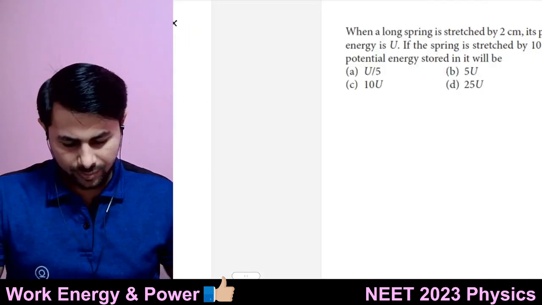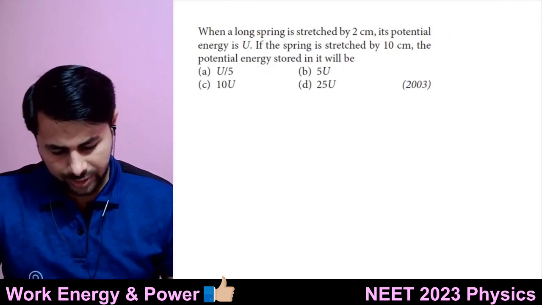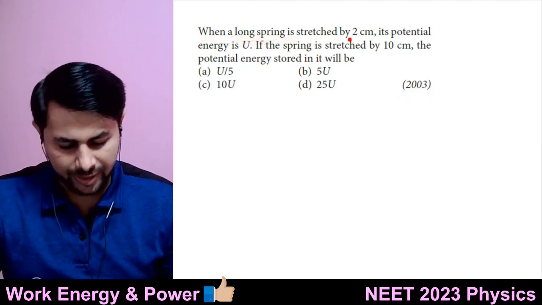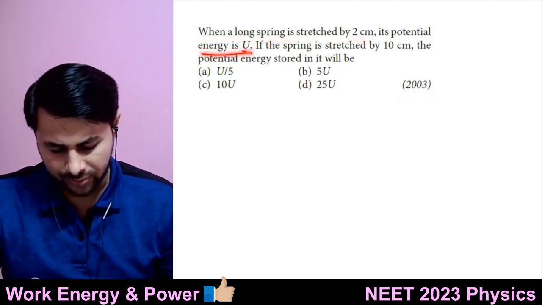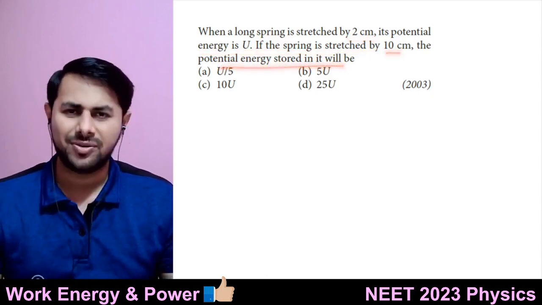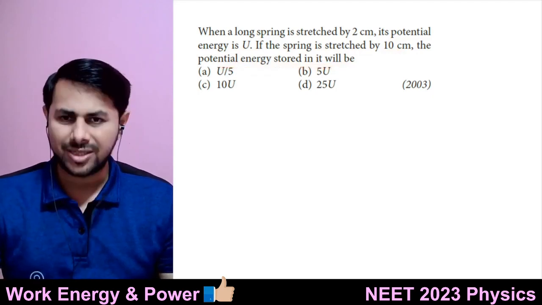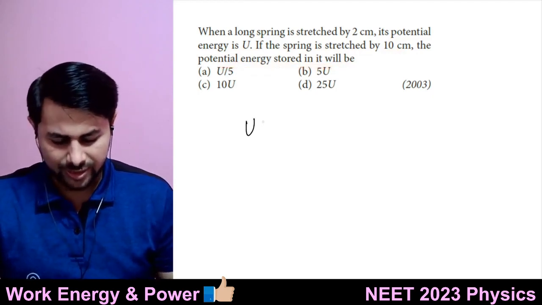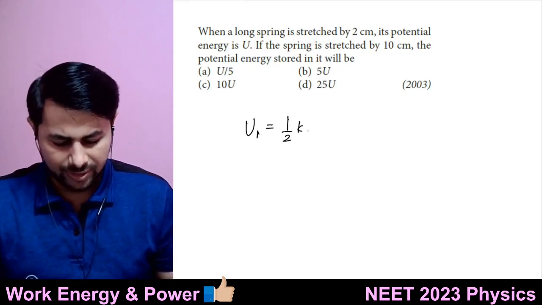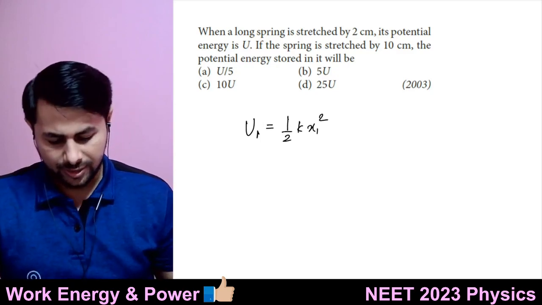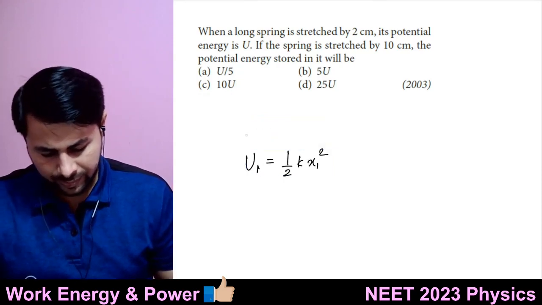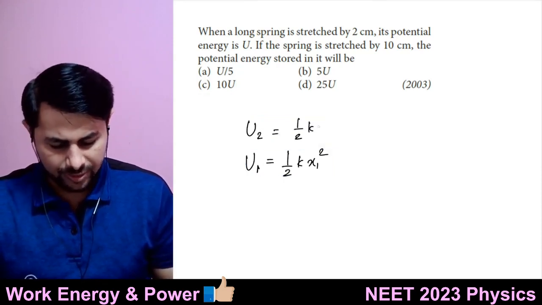Is it clear? So let us see the next problem. This is from NEET 2003. When a long spring is stretched by 2 cm, its potential energy is U. If the spring is stretched by 10 cm, the potential energy stored in it will be. This is very simple. Potential energy U1 equals half of K times x1 square, and U2 will be equal to half of K times x2 square.